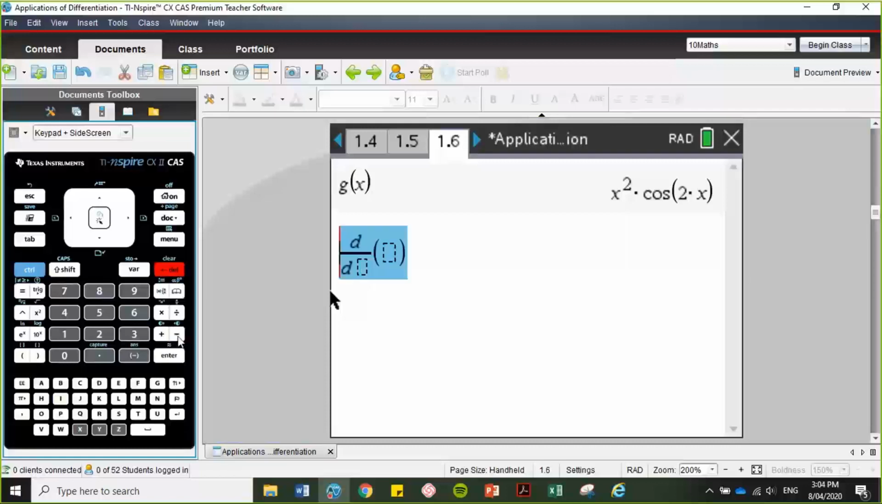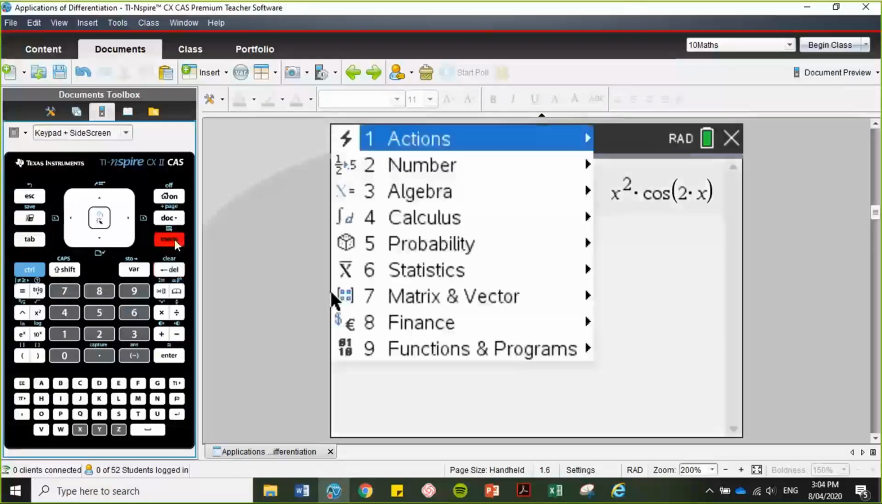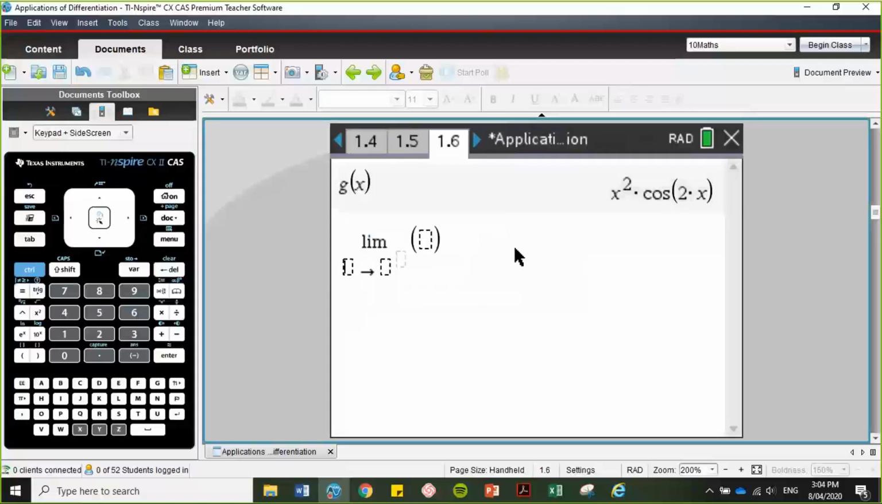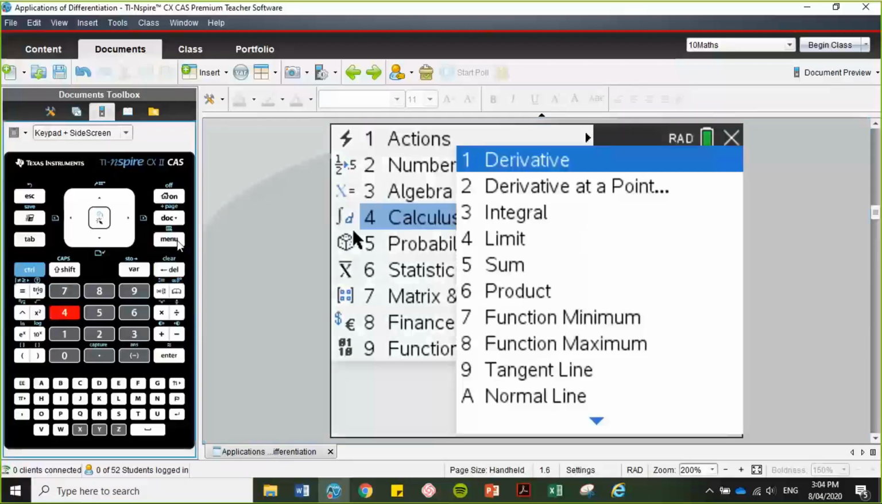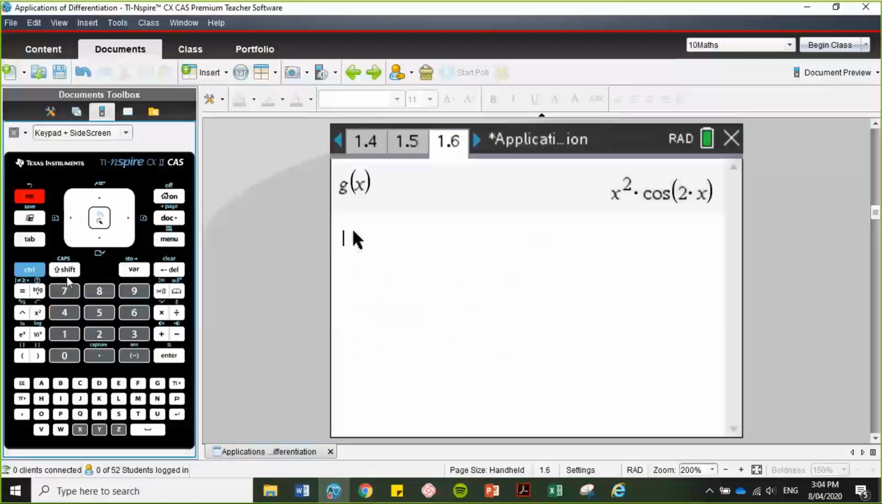Now, if you didn't know the shortcut, then you'd be going through menu and then calculus and number 1. So menu, 4, 1 would be the shortcut. This shift minus shortcut is quite useful as well. So of course we're differentiating with respect to x, and I could type in that function here, x squared multiplied by positive 2x, but I have defined my function, so I just type in g of x, and I will get my derivative function there, which of course was one of the options in our multiple choice list.